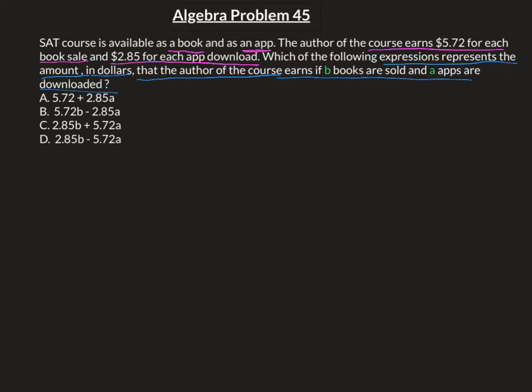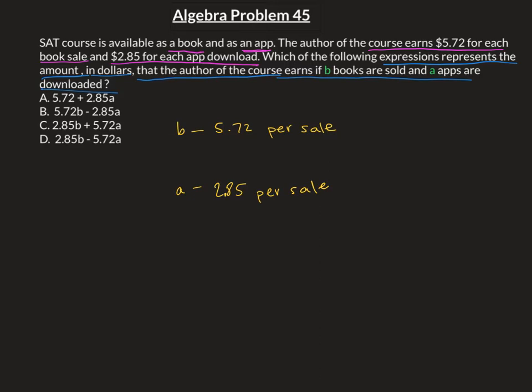Now, let's just write this all out in our open area. So we've got B as books. Actually, I'll write that lowercase. So we've got B books and A apps. B is $5.72 per sale and A is $2.85 per sale. Now I'm not going to write the dollar sign because it's saying in dollars, so that's automatically implying that our equation is going to be in dollars.